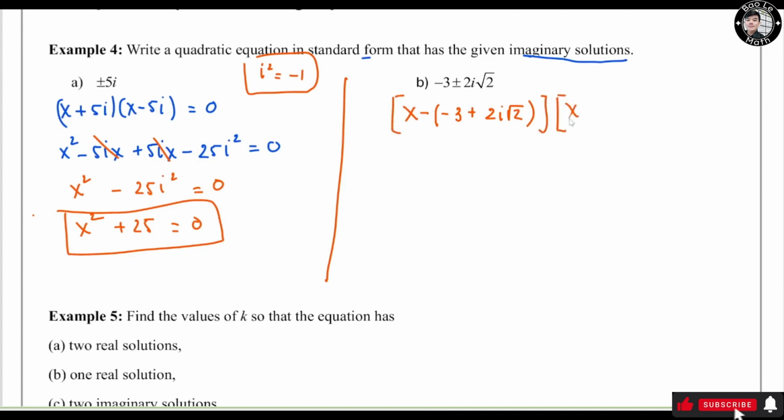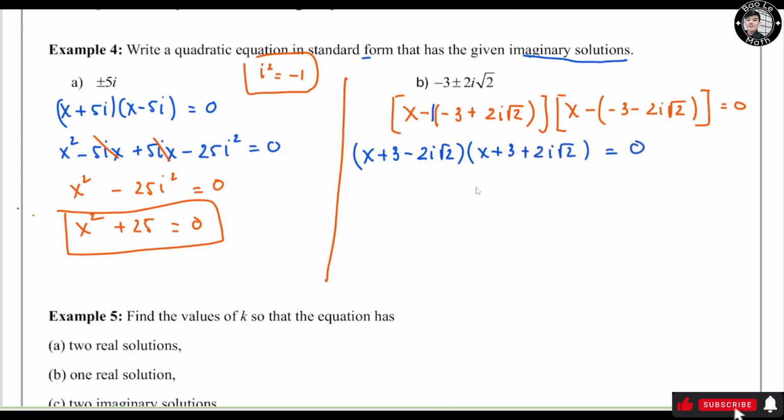Times s minus negative 3 minus 2i square root 2 equals 0. Now we're going to simplify this one, so it's going to be s plus 3. We just distribute negative 1 over here, so it could be minus 2i root 2 times s plus 3 plus 2i root 2 equals 0.